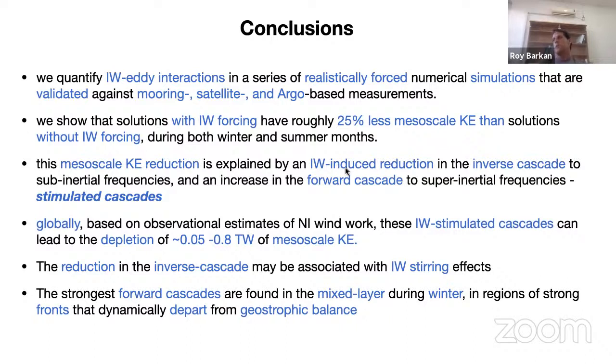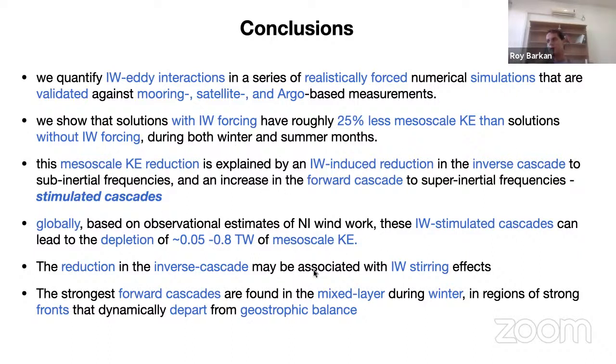Now, it's very hard to put numbers here because we're simulating a very specific part of the ocean and trying to infer over the entire ocean. But if you base it on an observational estimate of near-inertial wind work and say this region is representative of the entire ocean, then you get numbers that range between 0.05 to 0.8 terawatts in terms of the depletion, depending on the season and the very large spread in the estimate for near-inertial wind work. Now, I haven't talked about this at all.